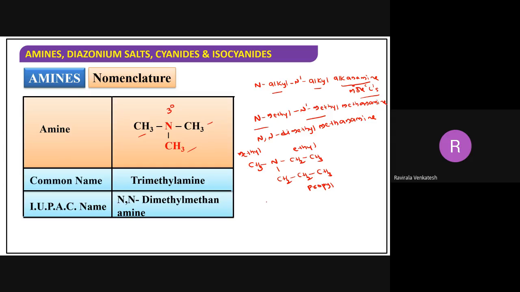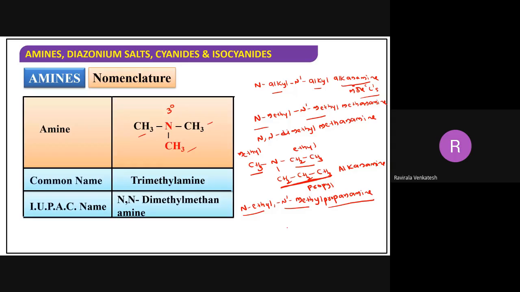But IUPAC nomenclature, how to give this? Now first of all we have to select the longest one. This is the longest one. It should be alkanamine. And these two will be substituents. Now one is N-methyl, the other will be N-ethyl. So write down N-ethyl, next comma, N-methyl. Sometimes the dash may not be used. N-ethyl, N-methyl, and this will be alkanamine. How many carbons are there in the alkanamine? 3 carbons. Prop, amine. So it is called N-ethyl, N-methyl propanamine.